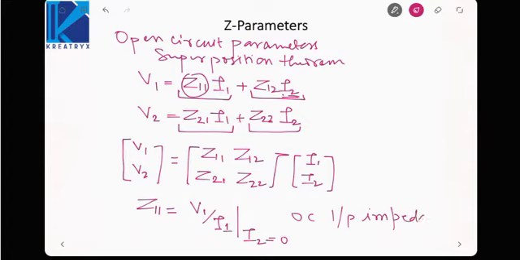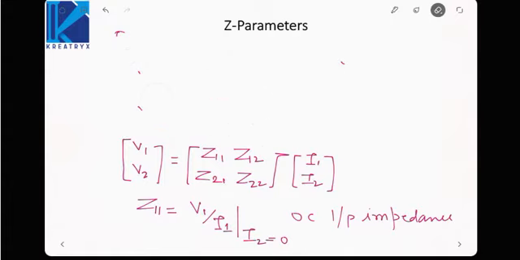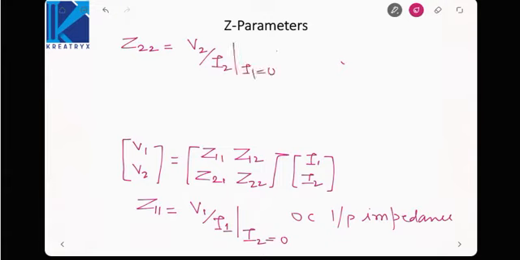Why open circuit? Because when you are equating I2 equal to 0, you are essentially open circuiting port number 2. Similarly, if you wish to calculate Z22, then we can calculate Z22 by means of the second equation, which is V2 by I2 provided I1 equal to 0. So that will be called the open circuit output impedance. Here we are open circuiting the input port and then we are determining the output impedance.